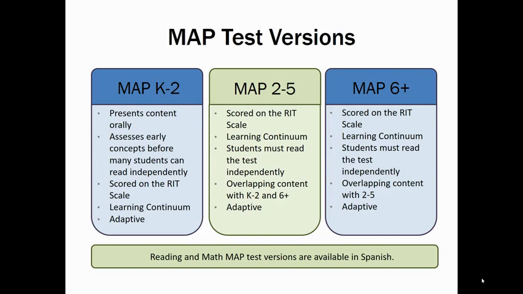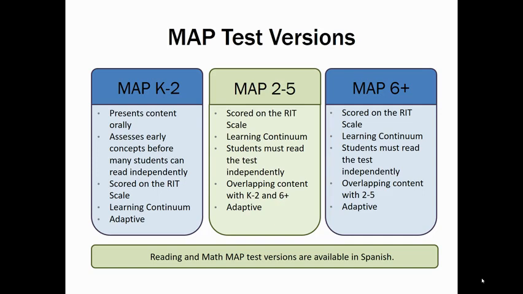Starting in grade 2, students take the MAP 2.5 version. The scale on which it is scored is the same. The learning continuum is the same. There is a great deal of overlapping content between the K2 test and the 2.5 test, as well as the 2.5 test and the 6+ test. The difference is in how the content is presented.